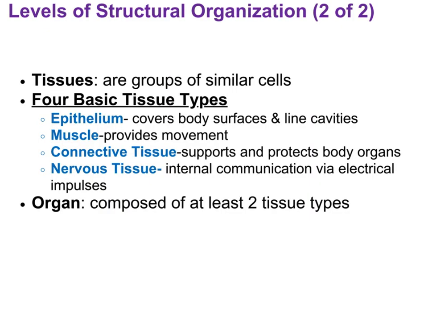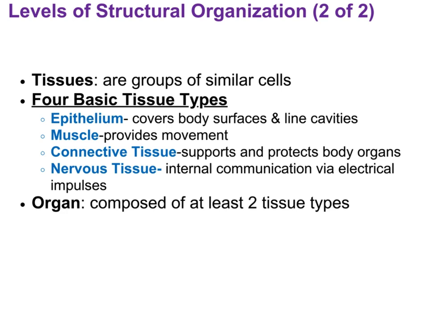I also want to revisit tissues just a little bit. Again, they are groups of similar cells with a similar function. There are four basic tissue types: epithelial, muscle, connective tissue, and nervous tissue. In general, epithelial tissue covers and lines. Muscle provides movement via contraction. Connective tissue is going to be cushiony, so it's a very supportive and protective tissue. And the nervous tissue is a great communication tissue and uses electrical impulses to do so.